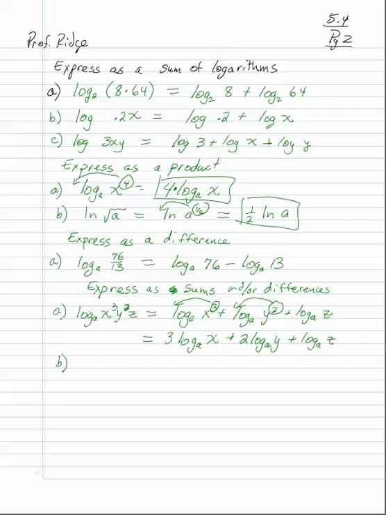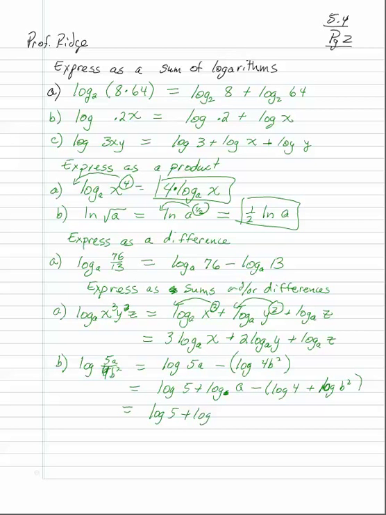Let's try another one. Log of 5a over 4b squared. So we're going to split the division part first, so log of 5a minus log of 4b squared. Now, remember, there's parentheses there, you've got to think of it that way. So when I split it up, it's log of 4 plus log of b squared, and bring the 2 out in front, and then you've got to distribute that minus sign. So we're going to get log of 5 plus log of a minus log of 4 minus 2 log of b.